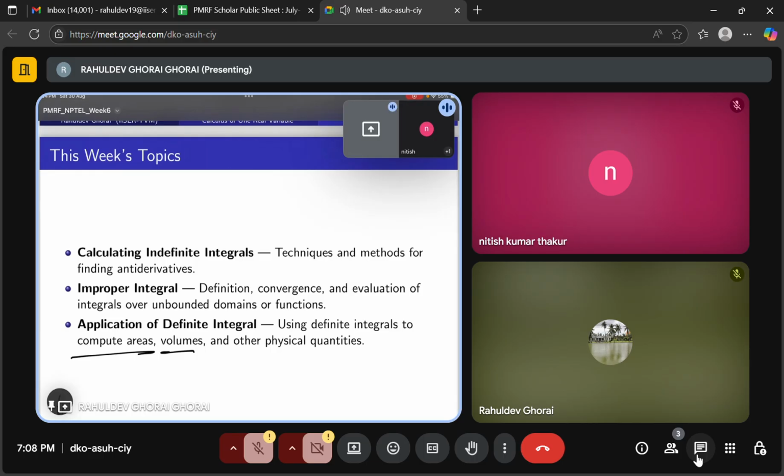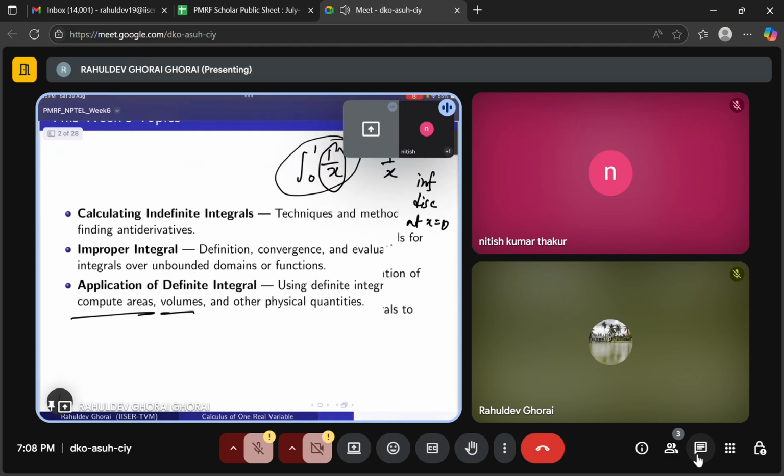And improper integrals are, like let's say 0 to 1, 1 by x, this type of integral. You will see this is not convergent. Also this function 1 by x has infinite discontinuity at x equal to 0. So this type of integral will be called improper integral. How do you say that it is convergent or not?